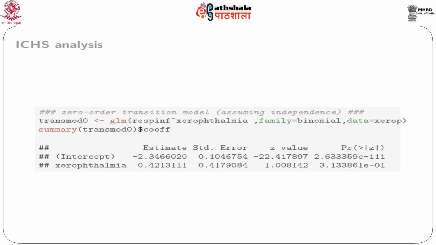At the 0th order, we have not included the effect of the respiratory infection at the previous visit. We have just analyzed whether there is a respiratory infection and whether there is a deficiency of vitamin A, which is being measured by xerophthalmia. This is transmod 1, and if we run this, we get transmod 1. So what do we see? We see that xerophthalmia has no effect.